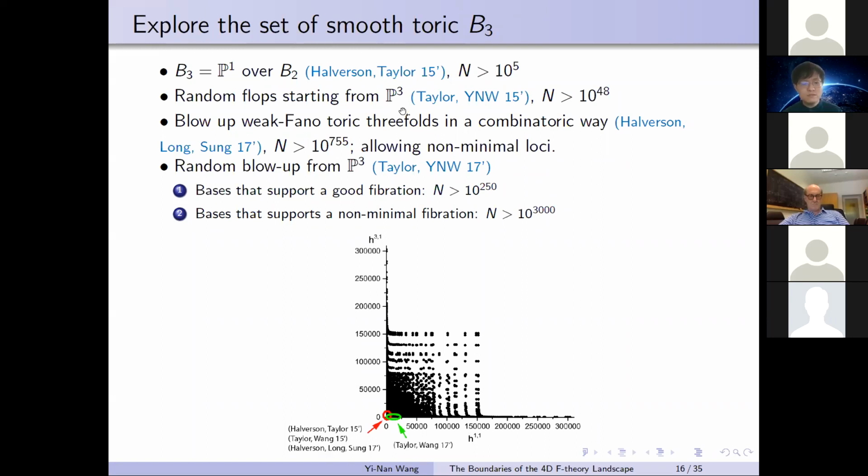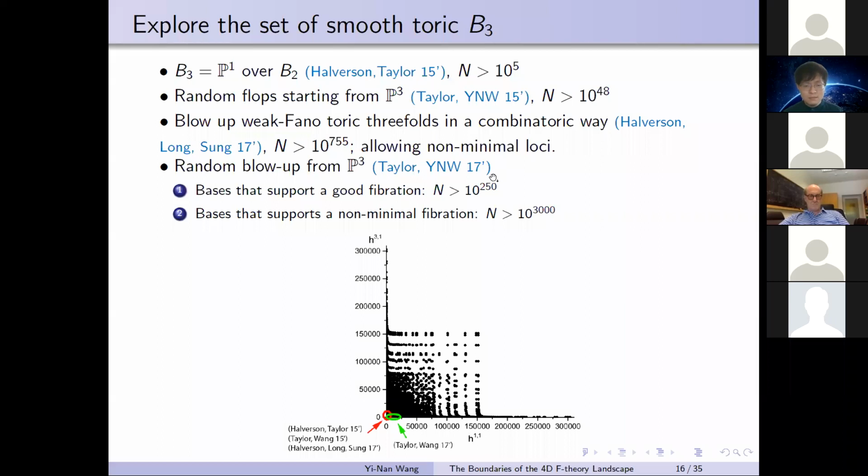And of course, after that, there is very interesting work by Jim, Cody, and Benjamin Sung, which systematically blows up a weak Fano toric threefold. And they also prove this lower bound of 10 to the 755 on the total number of base threefolds, which allows the appearance of non-minimal loci actually.